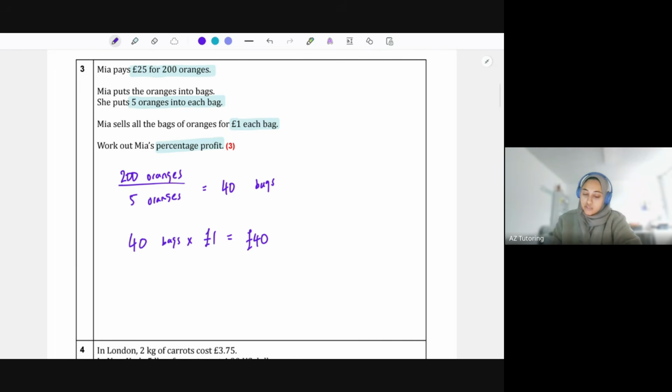Well, the amount she paid for the oranges was £25 out of her own money. So to work out percentage profit, the price that she's made, which is 40, minus how much she spent, which is 25, divided by what she has spent, so essentially your starting amount, which is 25. And because it's a percentage, we are timesing by 100. So putting that in your calculator, you get 40 minus 25, times by 100, we get 60%. There's a calculator paper, by the way.